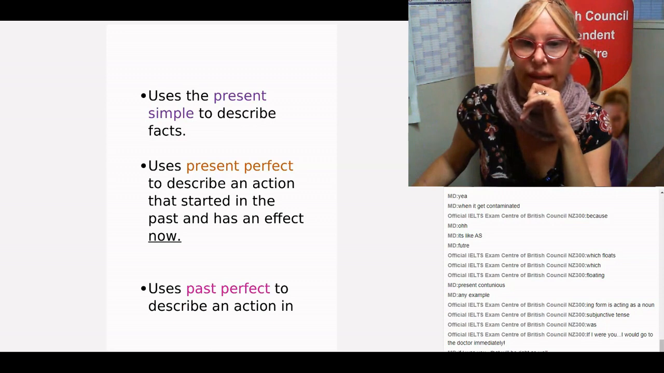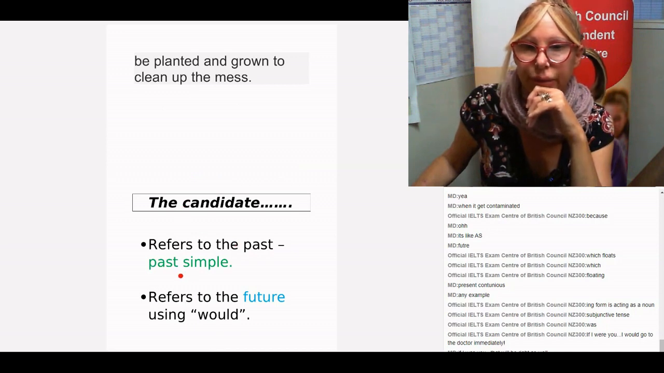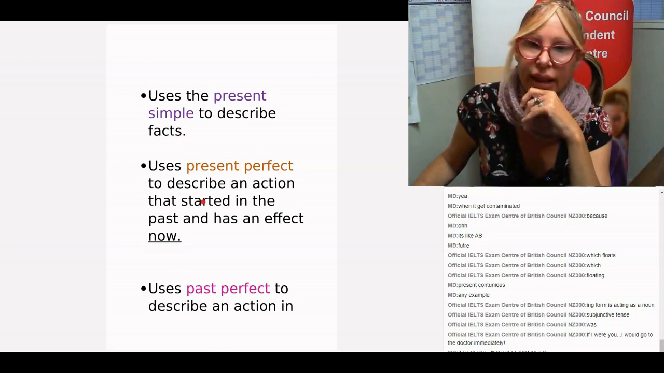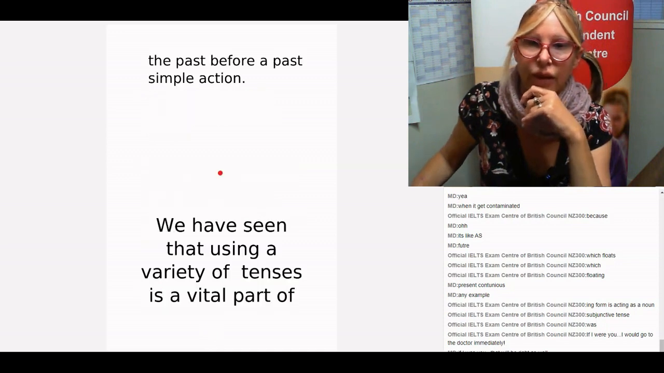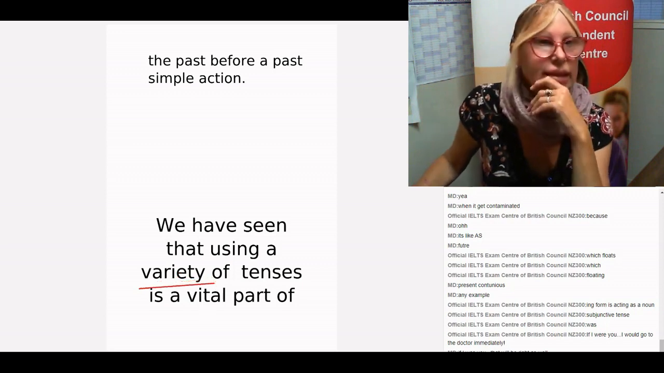I'll just show that slowly again. The candidate refers to the past, past simple, refers to the future using would, uses the present simple to describe facts, uses the present perfect to describe an action that started in the past and now has an effect, and uses past perfect to describe an action in the past before a past simple action. So we have seen that using a variety of tenses is a vital part of grammar competency.